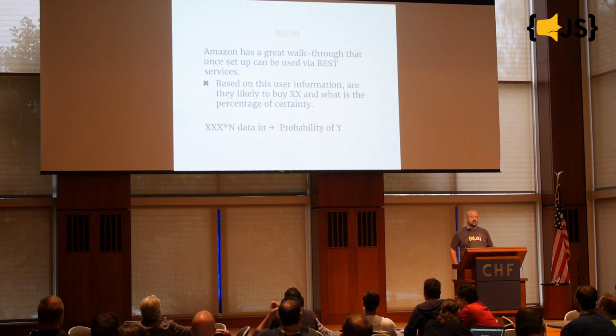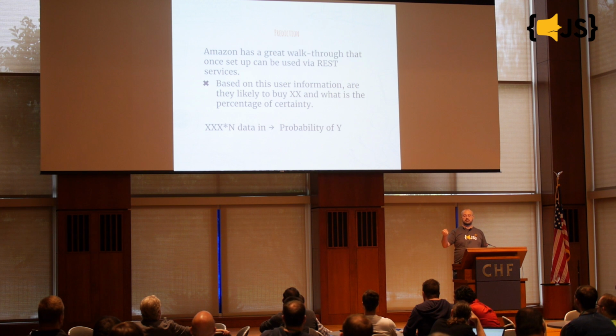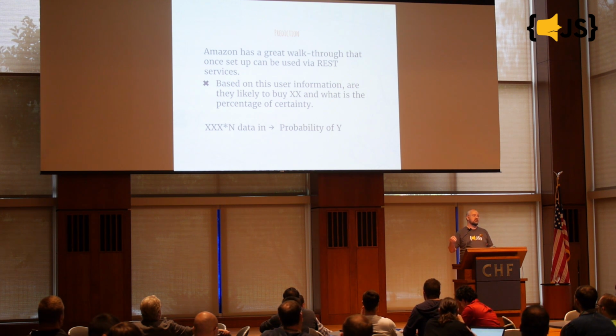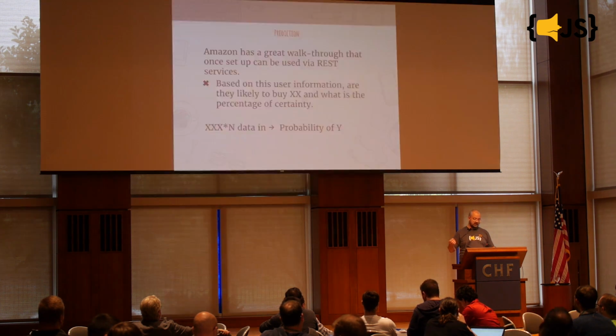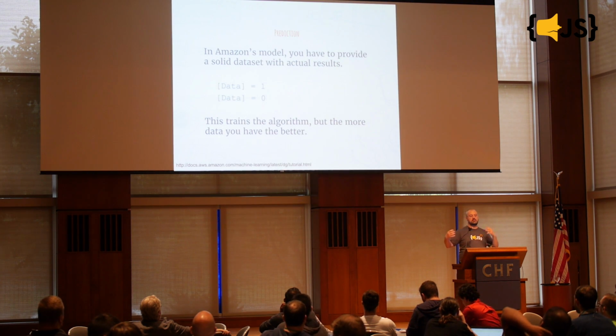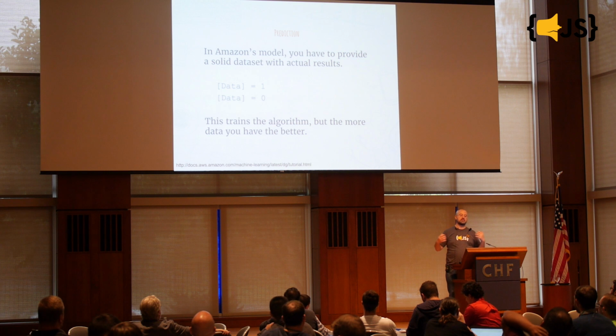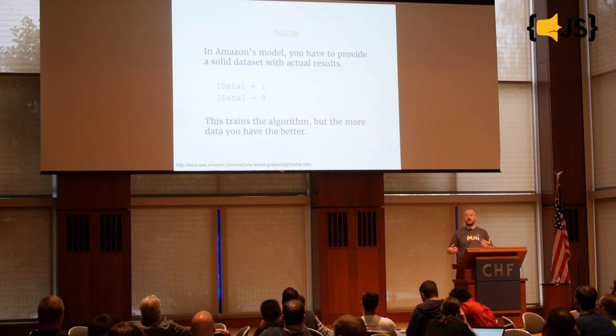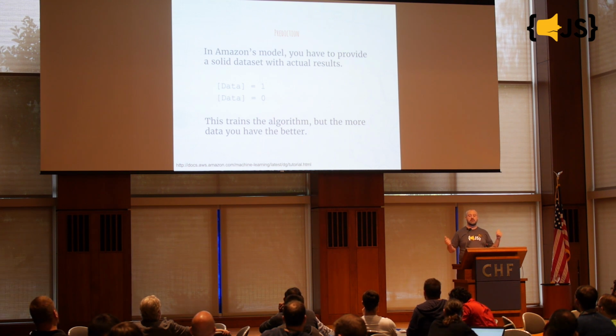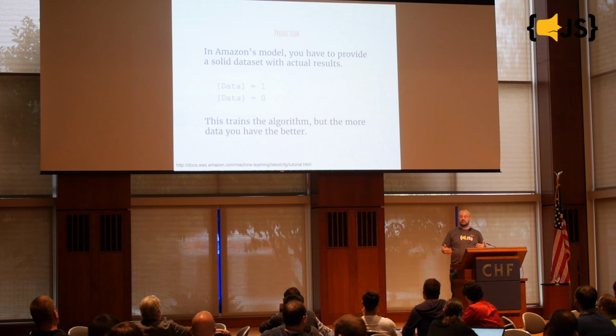But what it is, you give all of this data to the system and say, this is the expected outcome, or this was the expected outcome. You really have to train these algorithms. You have to say, this is the data that gave me the positive outcome. This is the data that gave me the negative outcome. And the more data you have, the better. So it's not like you just send it random information and say, hey, is this person going to buy my product? You have to start with something.